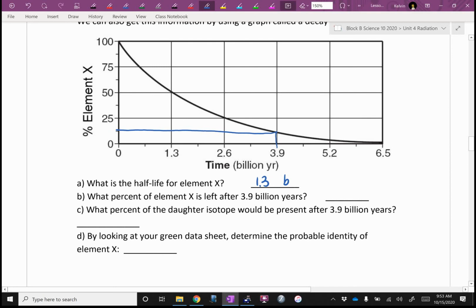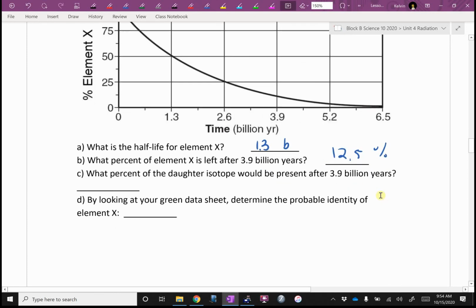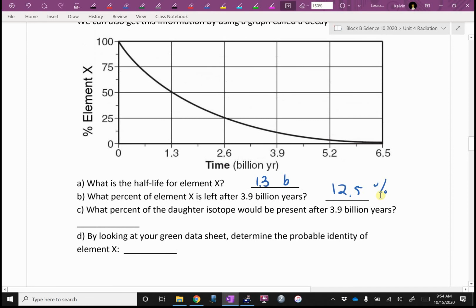I would take 15. It looks to me like it's half of 25. Probably 12.5 is the most accurate answer. But again, because we're estimating from the graph, I'll take a range of values. I would not take 24, and I would not take 5. That would be too far off. Okay? I would take 12.5, and I'm going to put 12.5%.